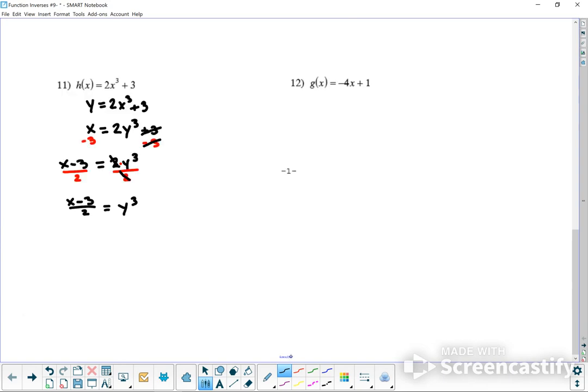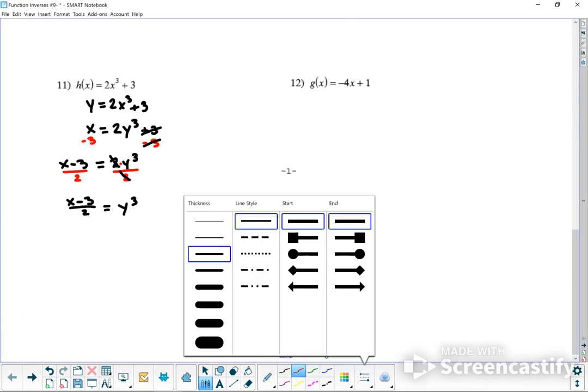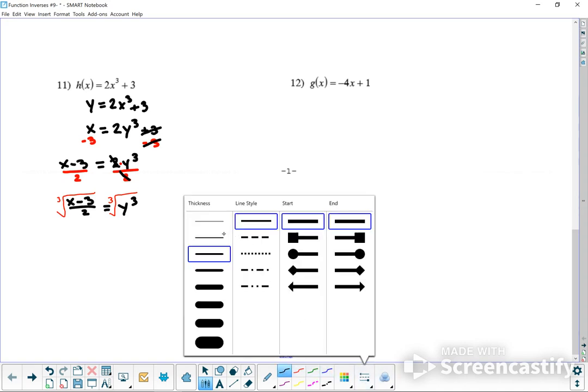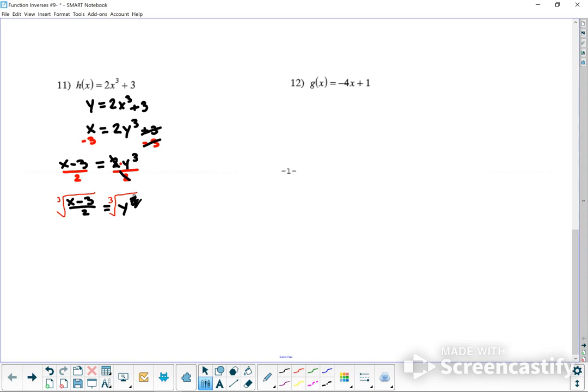Almost done. Now you're going to do something called a radical, or cubic root. To do a cubic root, you want to get rid of that cube. So this is a little 3 up here, just like that little power 3, which means this side needs a little 3 also. By doing that, the cubic root and the third power cancel, and all you're left with is just y. So your y is equal to the cubic root of x minus 3 over 2.